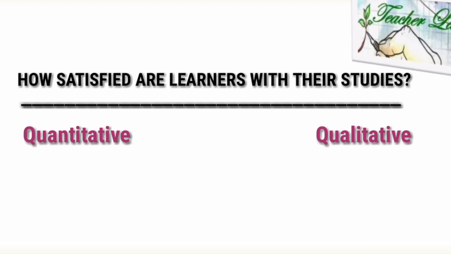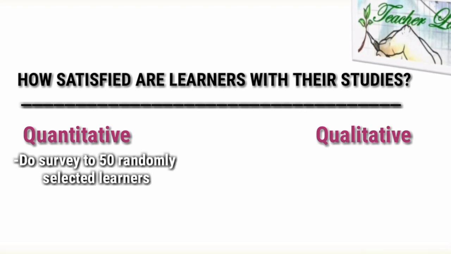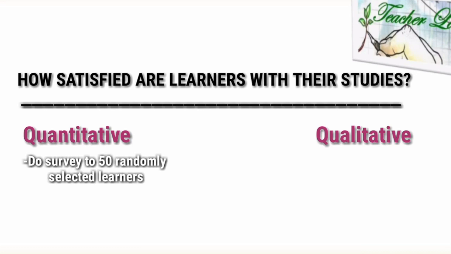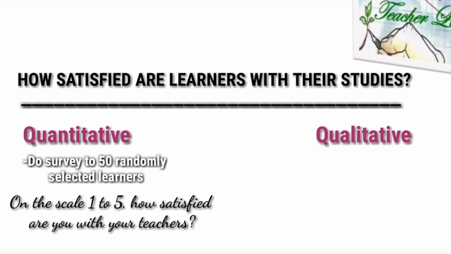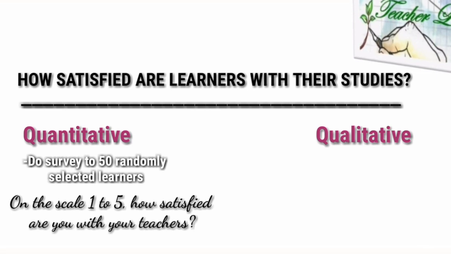In quantitative approach, you may do survey to the 50 students or 50 learners in ABM strand and ask them questions like, on scale 1 to 5, how satisfied are you with your teachers? And in the collected data, you must use statistical analysis and draw conclusions like, on average, learners rate their teachers 4.6 out of 5. Okay?